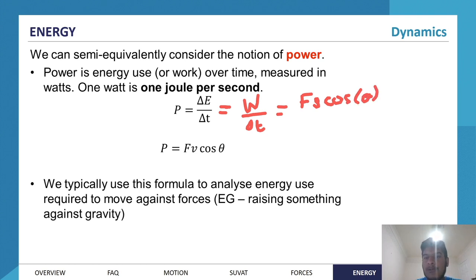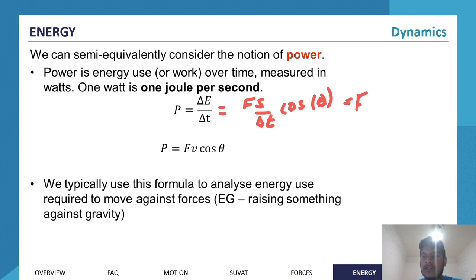And because we've got a delta T, we can divide by that delta T. And what's S divided by delta T? Well, that's just going to be velocity. So we get F times S over delta T, cosine of the angle theta. It's like pulling out those two other factors in common. S over delta T is just the velocity, so we get power equals Fv cosine of the angle theta.